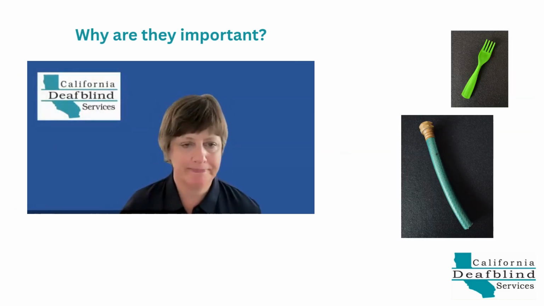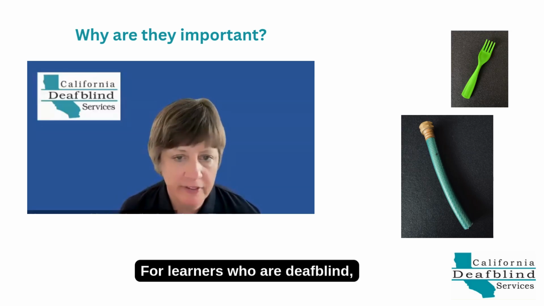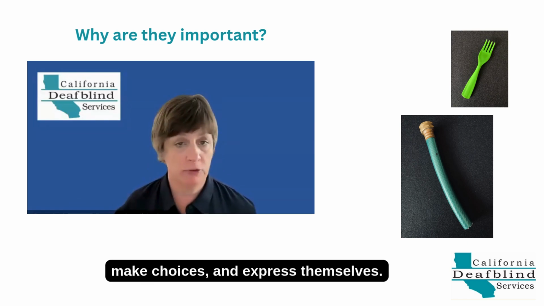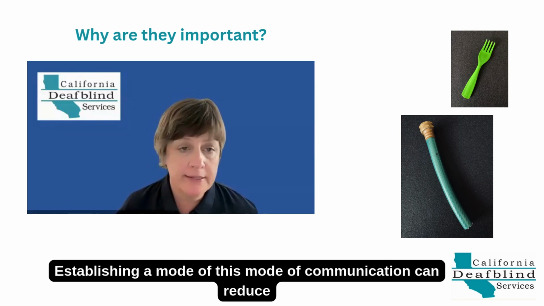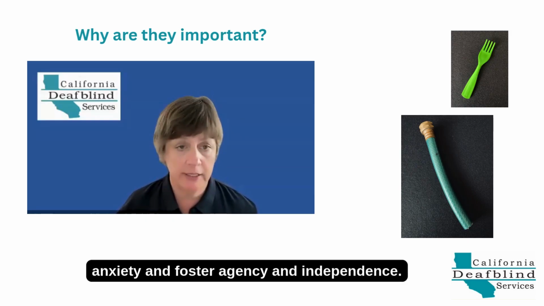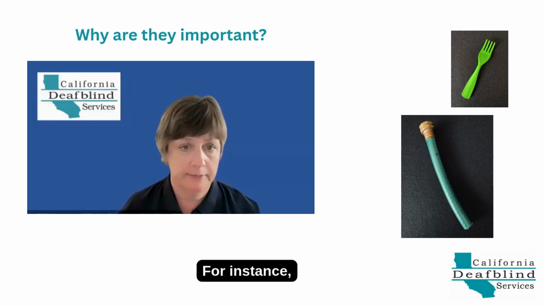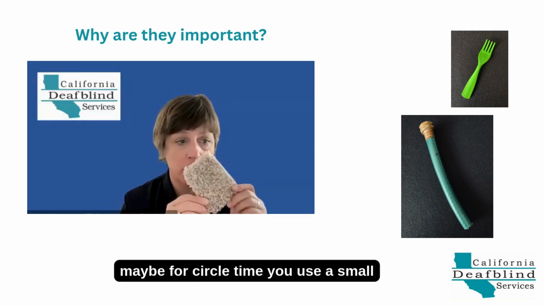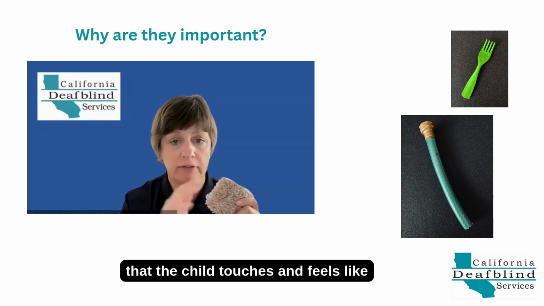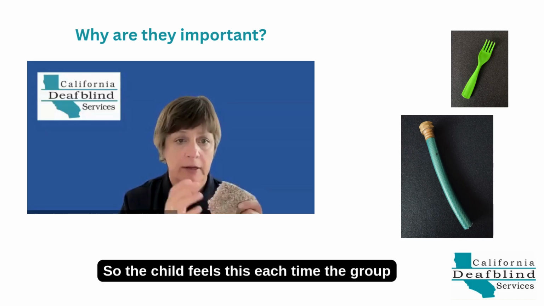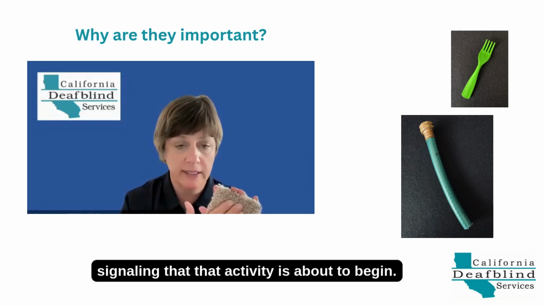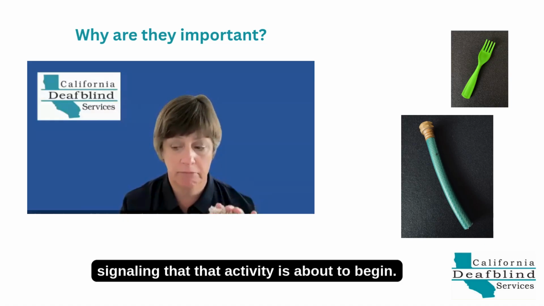Why are they important? For learners who are deaf-blind, tactile object cues provide a reliable way to understand routines, make choices, and express themselves. Establishing this mode of communication can reduce anxiety and foster agency and independence. For instance, maybe for circle time, you use a small carpet square or soft fabric that the child touches and feels like the carpeting where they're going to meet. So the child feels this each time the group is gathering, and the unique texture is signaling that that activity is about to begin.